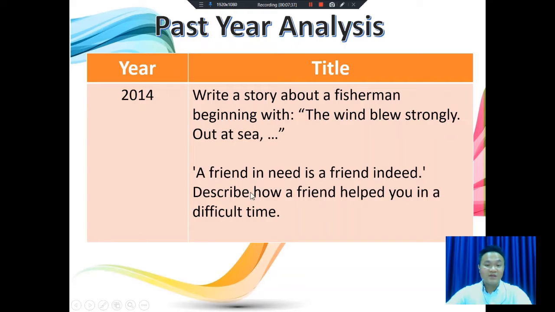Next, a friend in need is a friend indeed. Describe how the friend helped you in a difficult time. Here, in a sense, you can write a little bit of story, but you must emphasize more on the description of how the friend will help you in this difficult time.